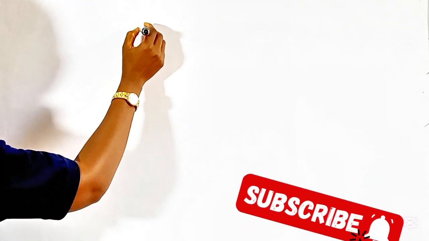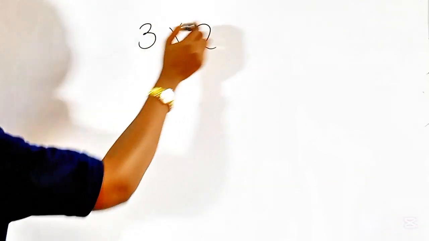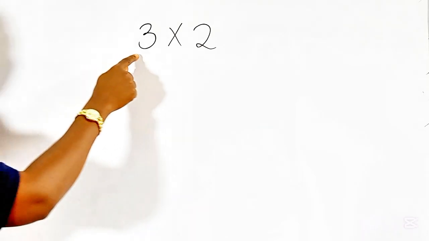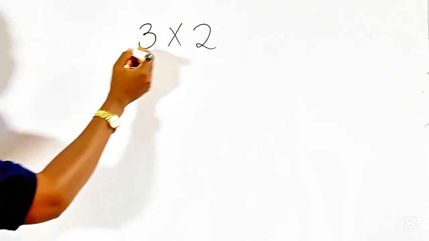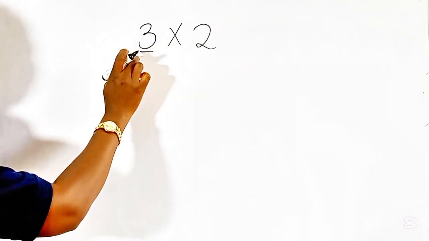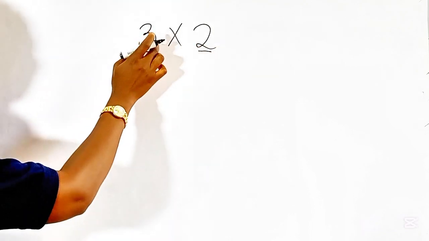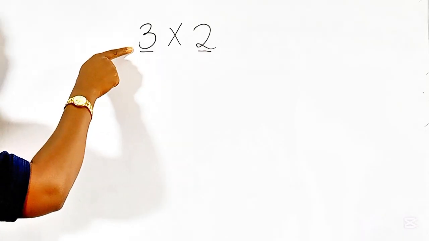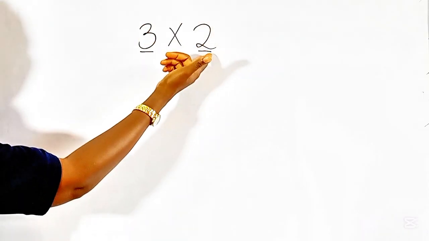We have positive 3 multiplying positive 2. So in multiplication, these two numbers perform different functions. This first number here tells us what to do about this second number, that is the action to take, while this 2 here is the thing we are doing that action to. This 3 is telling us to take 3 steps of positive 2.